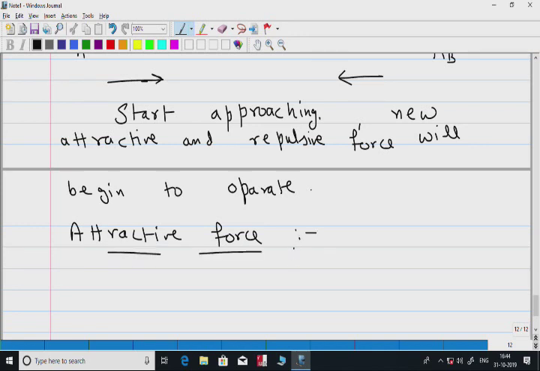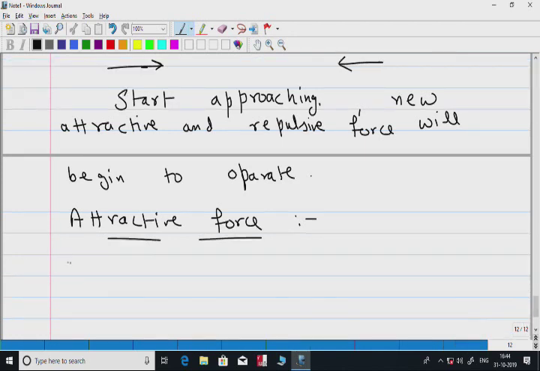Guys, we know that the attractive force will act only on the opposite charges, and we know that the nucleus has got the positive charge, whereas the electron has got the negative charge. Okay. So, attractive force: first, between the nucleus of A and electron of B, and nucleus of B and electron of A. These are the new attractive forces which will act.